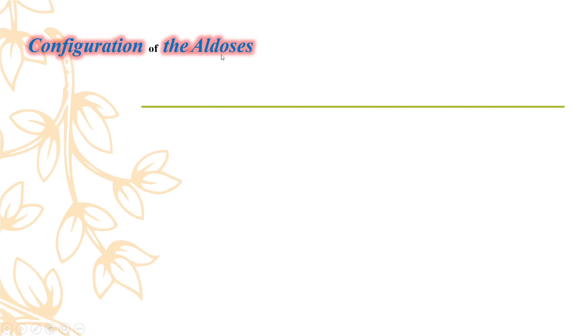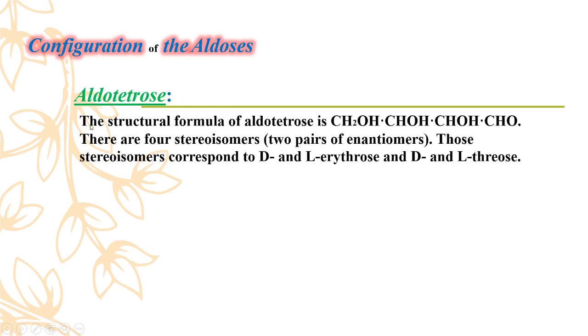The next point is the configuration of aldoses. Aldoses means the sugar containing aldehyde functional group. Therefore, it can be called the aldoses. So, the first one is the aldotetroses. That means this sugar contains 4 carbon atoms. The structural formula for the aldotetrose is CH2OH, CHOH, CHOH and CHO.